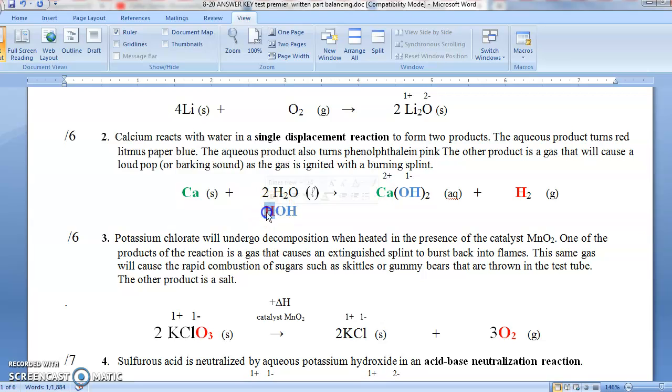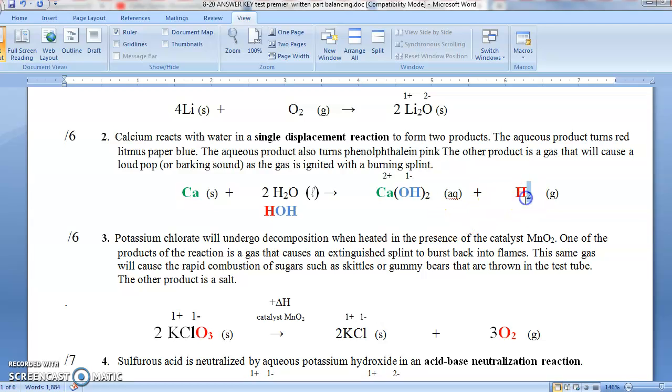Where do these hydrogens getting knocked off end up going? They end up joining to form hydrogen gas. Now, where do we get the 2 after the OH here? Well, calcium is 2+. The hydroxide ion, as we learned long ago, was 1-. Crisscross our charges.